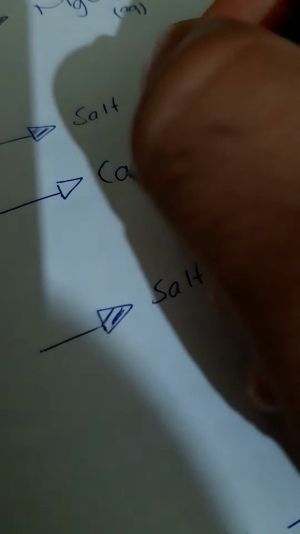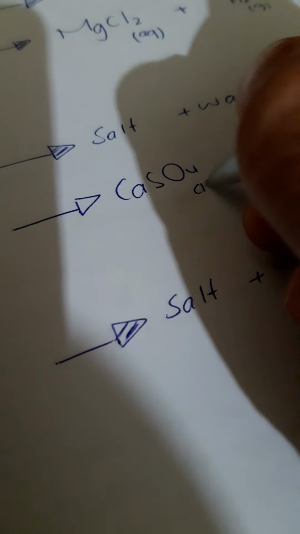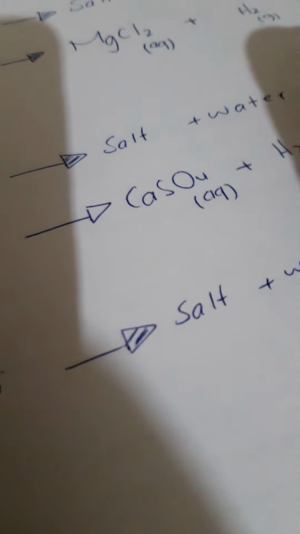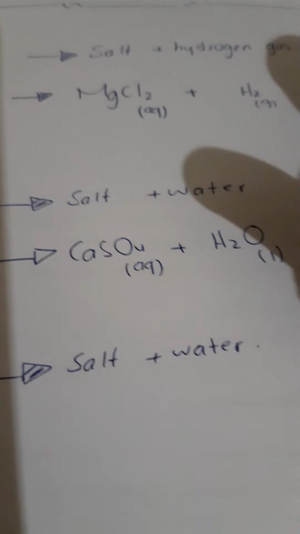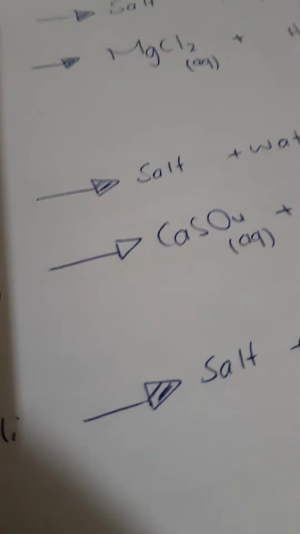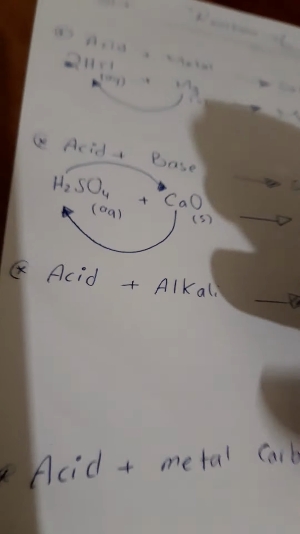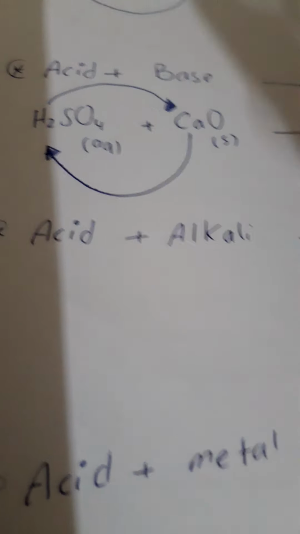So the products are CaSO4, a soluble salt in aqueous solution, plus H2O liquid. And alhamdulillah, this equation is balanced, so you don't need to do the balancing for this equation. It is already balanced. The third reaction, as we said before, is acid plus alkali, which is the same.